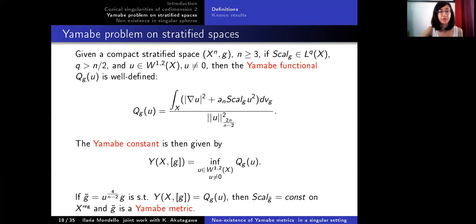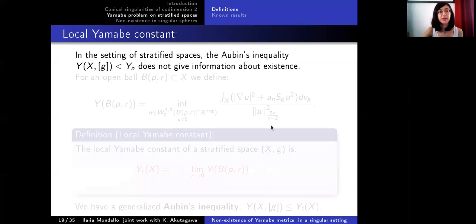So here, remember that in the case of a compact smooth manifold, in order to find existence, you need to study the Yamabe constant, this conformal invariant. And one key point was the Aubin inequality. It showed that the Yamabe constant was less than or equal to the Yamabe constant of the sphere. And if the inequality is strict, then you have existence. So that was one of the first steps in solving the Yamabe problem on compact smooth manifolds.